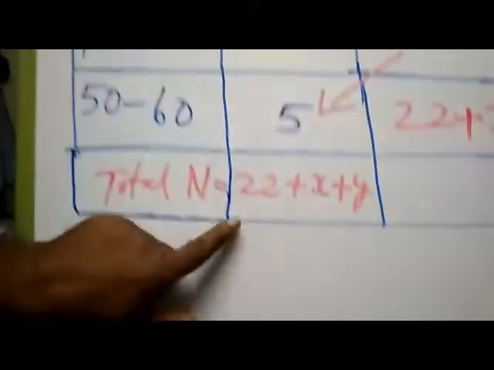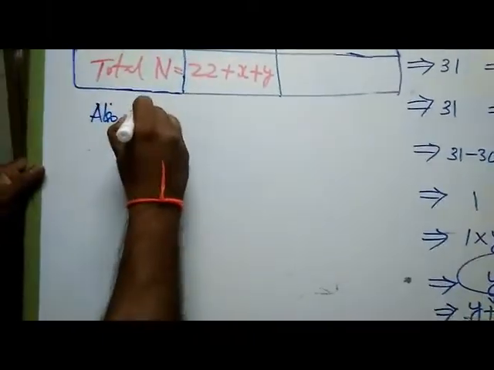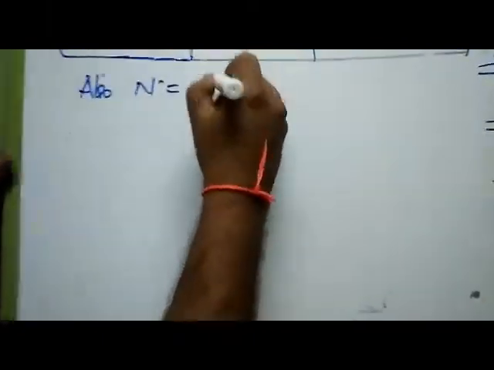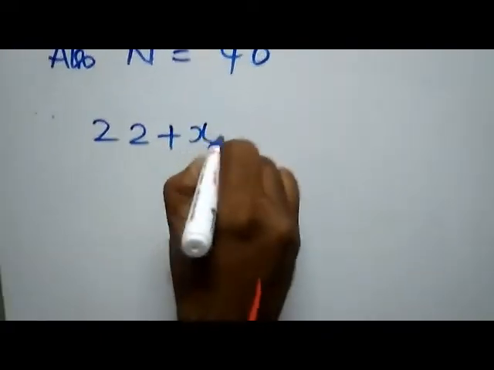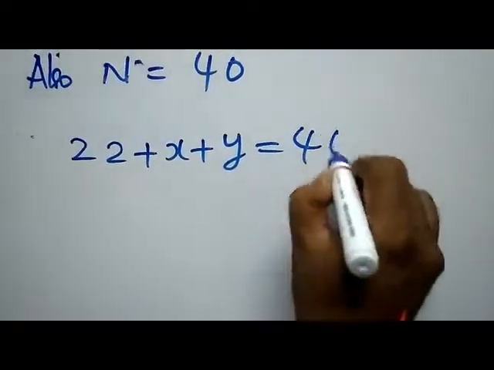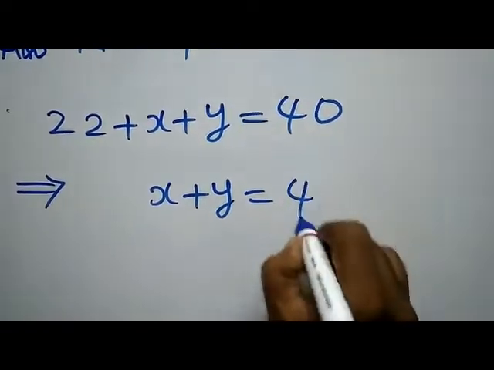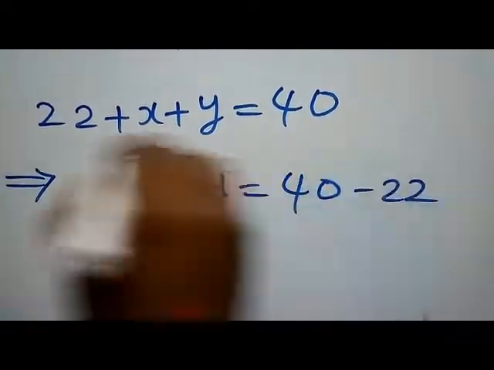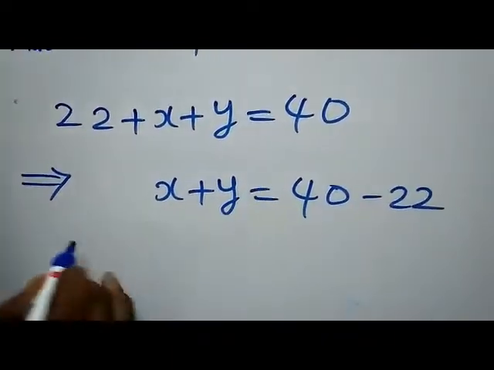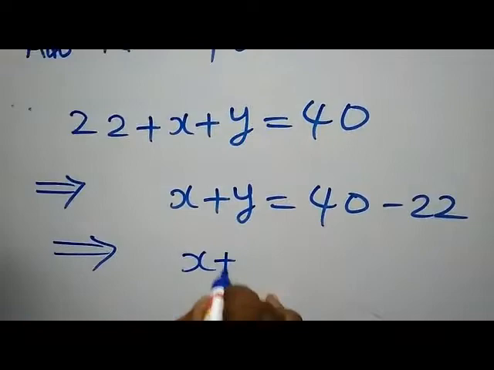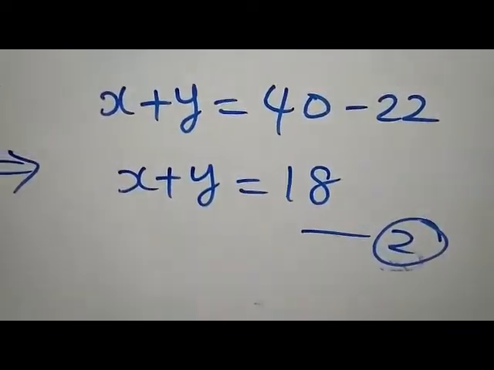The sum of the frequencies is 22 plus x plus y, and also n is equal to 40, it is given. Therefore, from these two, 22 plus x plus y is equal to 40. That implies x plus y is equal to 40 minus 22. Why? Because if it is transposing from LHS to RHS, that plus 22 will be minus 22. That implies x plus y is equal to 18. This is equation 2.